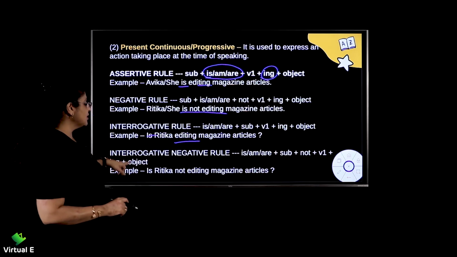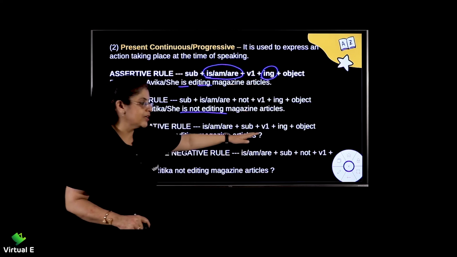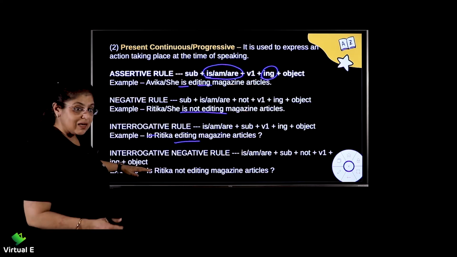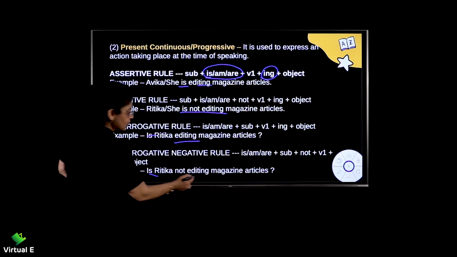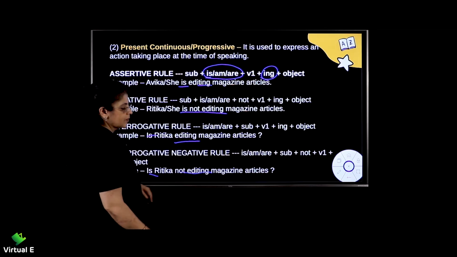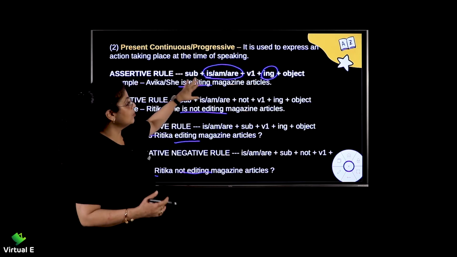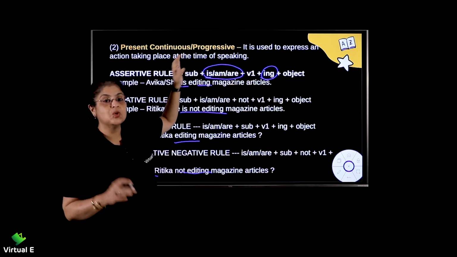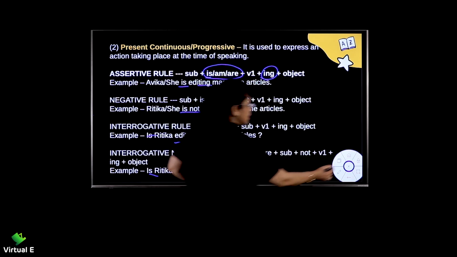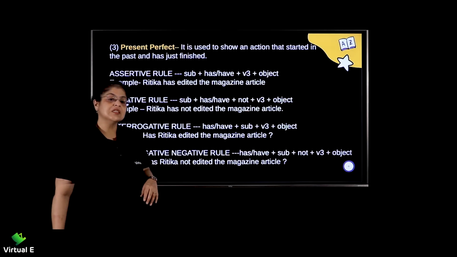Now talking of the interrogative negative rule, again is plus subject plus not plus verb plus ing plus object. So, is Ritika not editing the magazine articles, right? So you see how you have to remember these two, very important when it comes to present continuous. Let's move further. Now moving to present perfect.